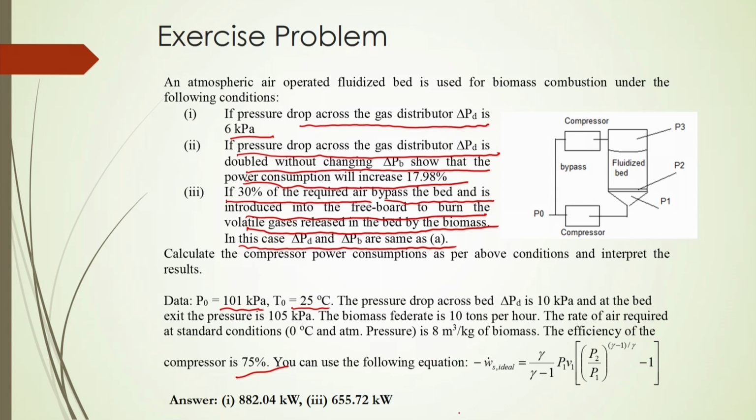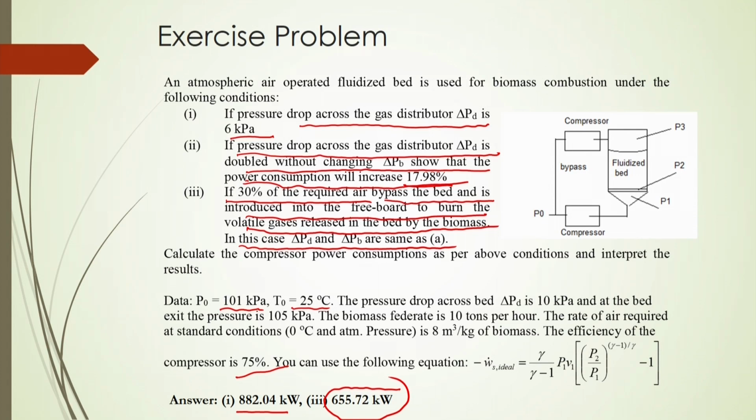And it is seen that, the same way for the calculation, the power consumption in the initial case will be 882.04, whereas this power will increase by 17.98% if the pressure drop across the gas distributor is doubled without changing bed pressure there. And of course, if 30% of the gas is bypassed around the bed and introduced into the freeboard, then you will see that the power consumption will be 655.72 here. So, almost 17.98% will be power saving here.